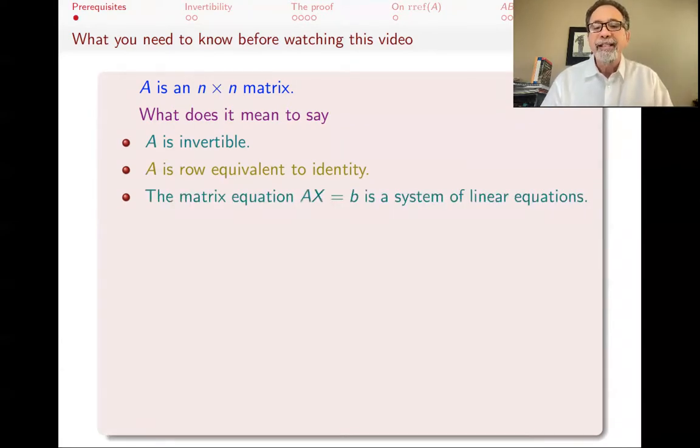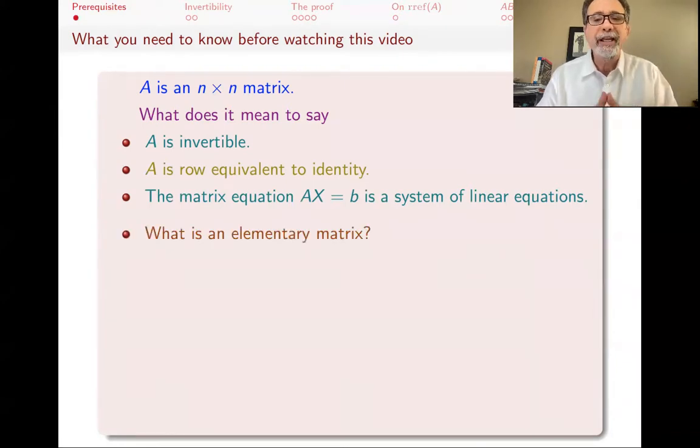You also need to know that if you look at a matrix equation of the form AX equals B, then you're talking about a system of linear equations. X is a column vector of unknowns, B is the right-hand side vector, and A is your coefficient matrix. In the case where the matrix is n by n, that means you have n equations and n unknowns. AX equals B is a system of linear equations regardless of whether or not A is a square matrix, but the number of equations and unknowns might vary depending on the size of the matrix. Again, there was a whole video on that.